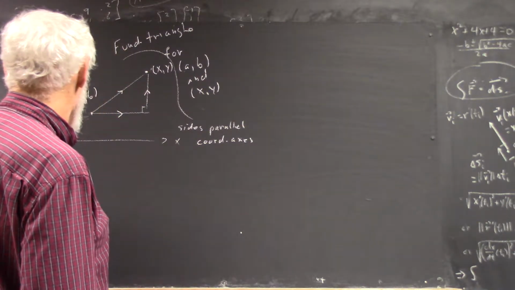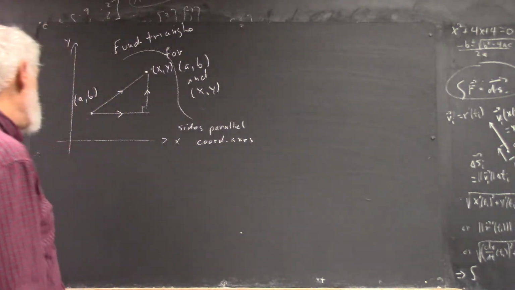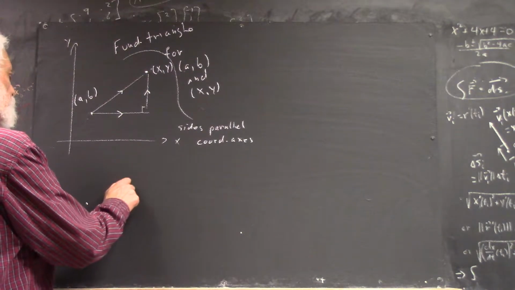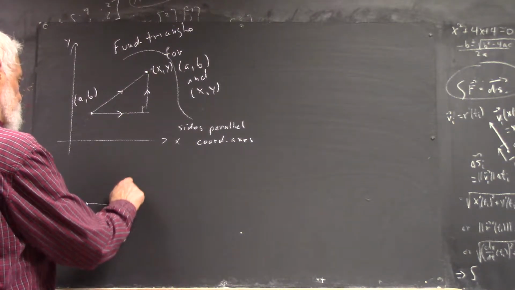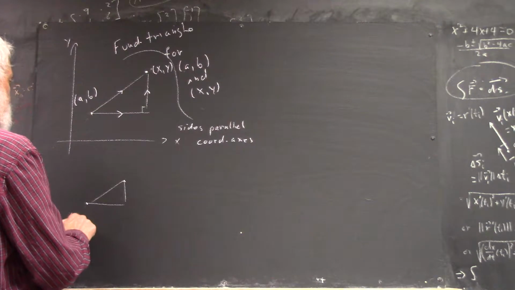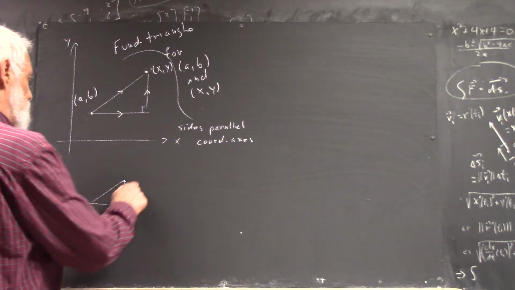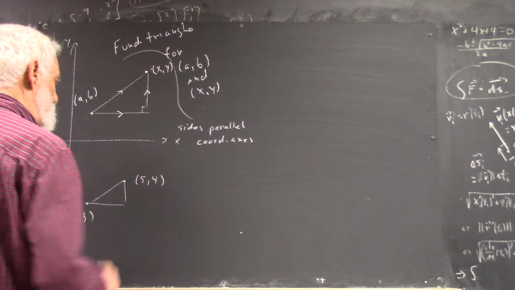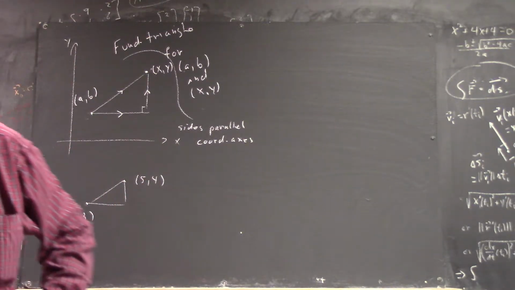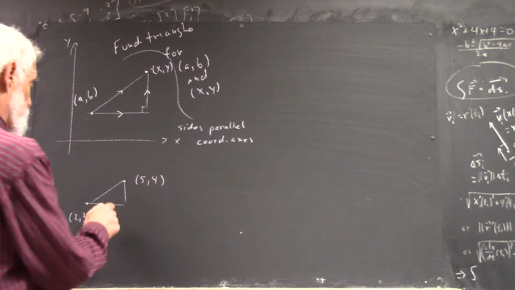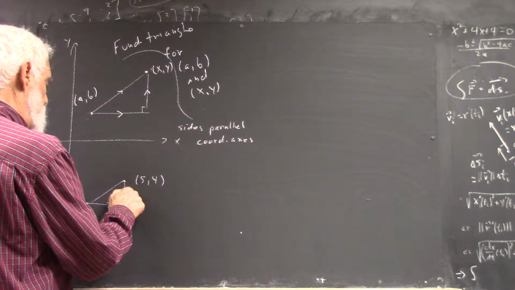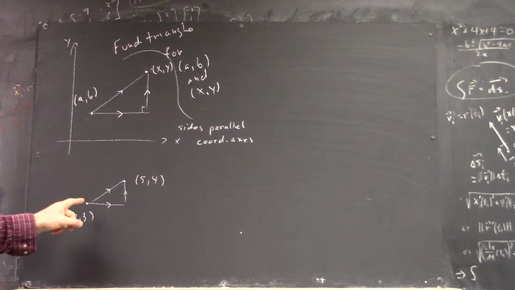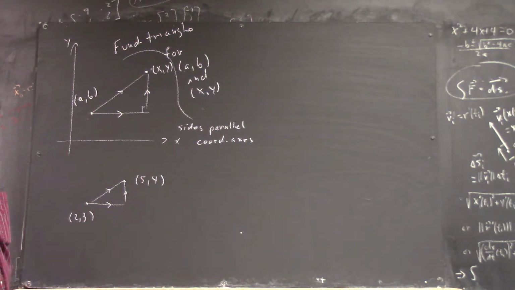Okay, well, now let's do this again, and I'll just do this for some simple numbers. Let's say this point is 2, 3, and this point is 5, 4. Okay? And I do the same thing. Arrows in the same direction. How far is it from here to here?